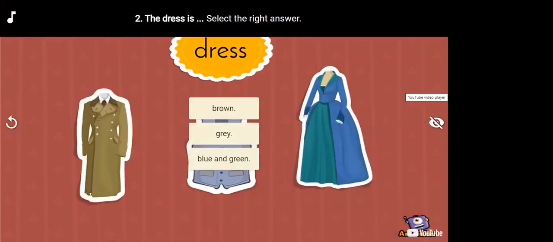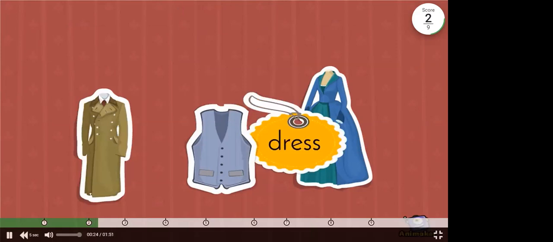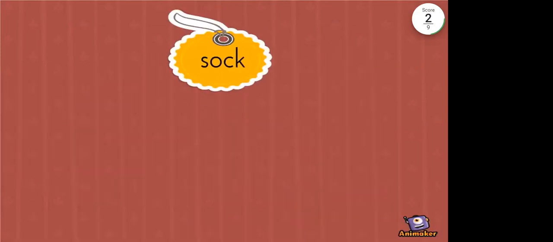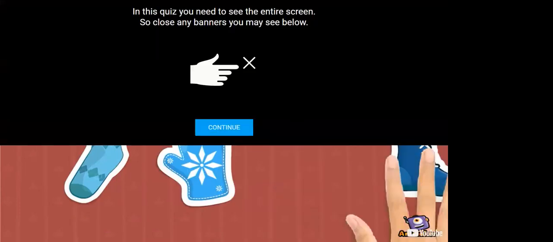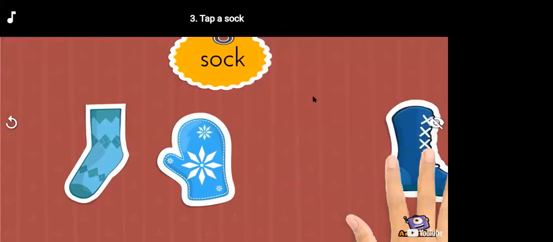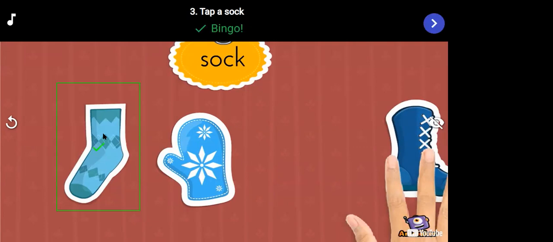Okay, the dress, the brown, the gray, or the blue and the green? Blue and green. The blue and the green dress. Okay, here we are going to tap the socks. Where are the socks? On the left, on the right, in the middle. The socks are here.